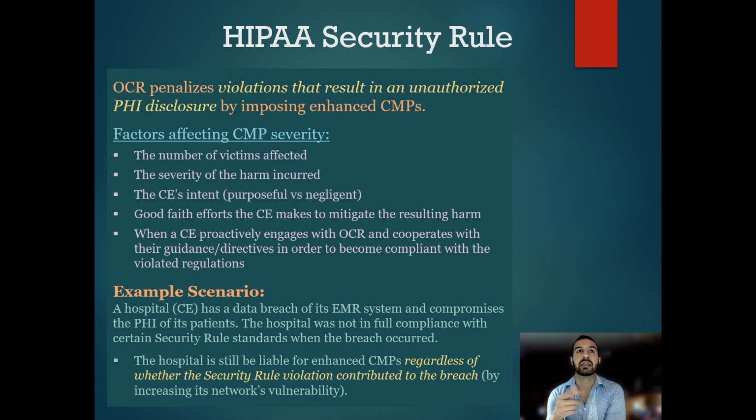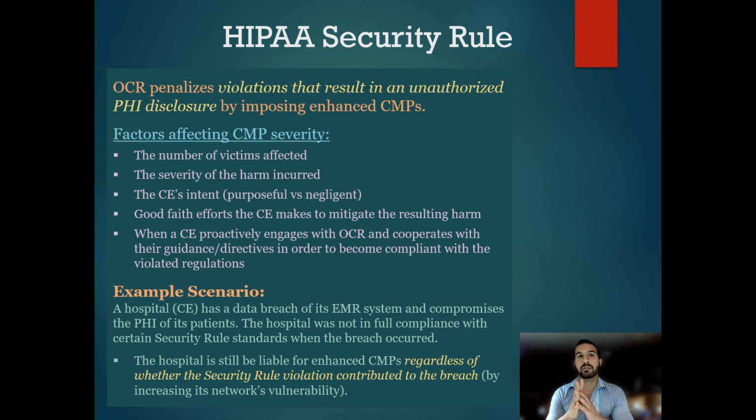from OCR. And the factors that affect the severity of the CMPs are the number of victims affected, the level of harm that occurred, and the CE's intent or the BA's intent. So was it on purpose, or were they just negligent? When I say on purpose, that means like, hey, they wanted to cut costs and cut corners. So we didn't want to spend this much money on this type of software that would help satisfy the minimum standards for protecting our computer network. That would be more of a purposeful thing. Negligent would be more so that they didn't really intend to. Maybe they were short on IT staff, and it just slipped their mind.